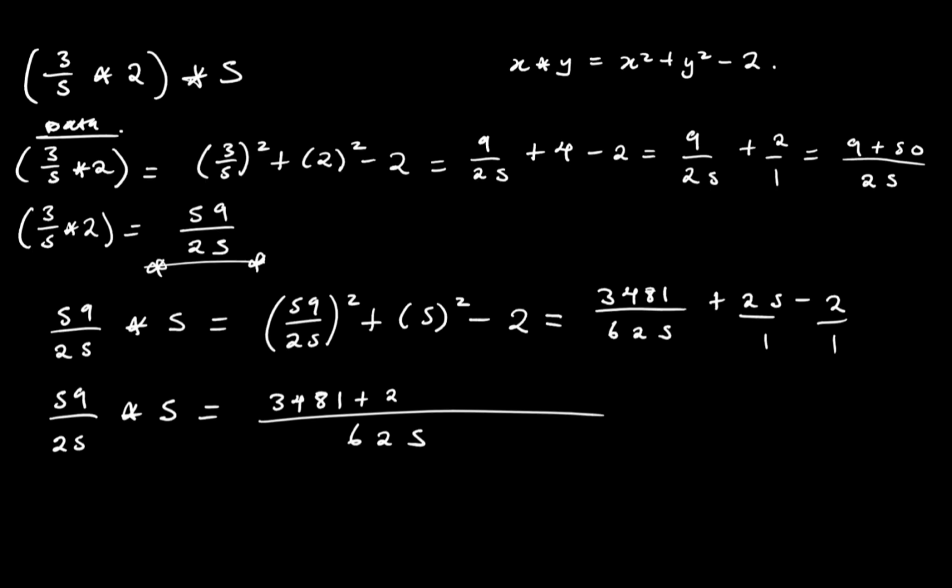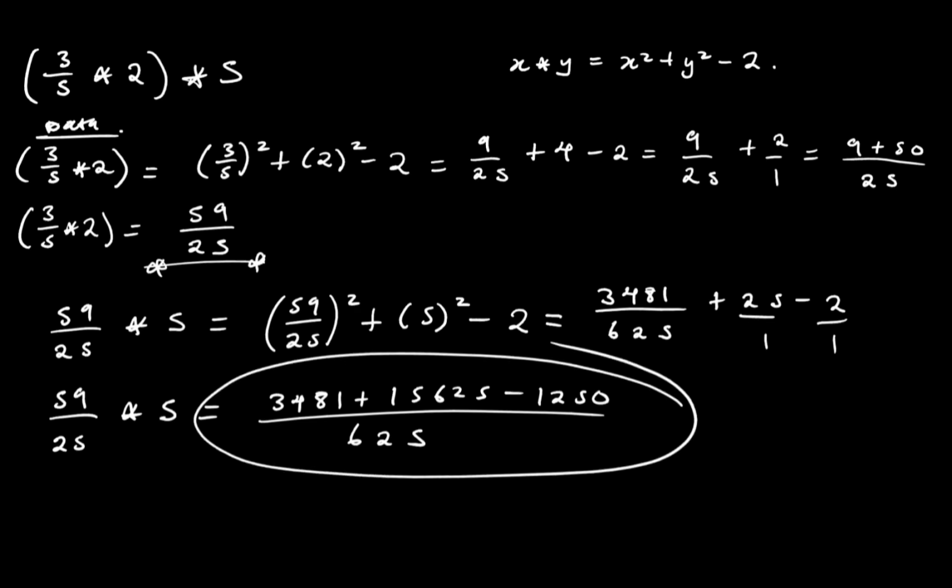Nope, it won't be 25. That would be 1 times that, which will give us 15,625. Then minus 1, that will also be times that, which will give us 1,250. So this is just basic algebra. I hope no one is lost here.